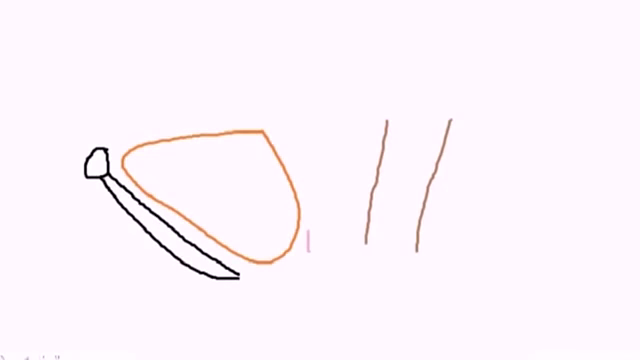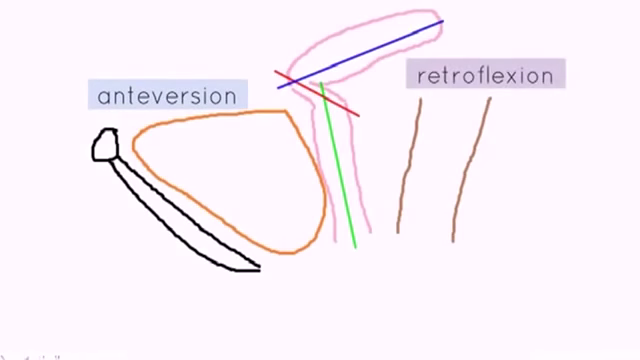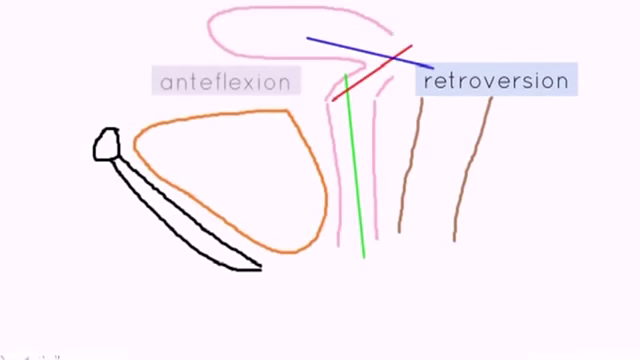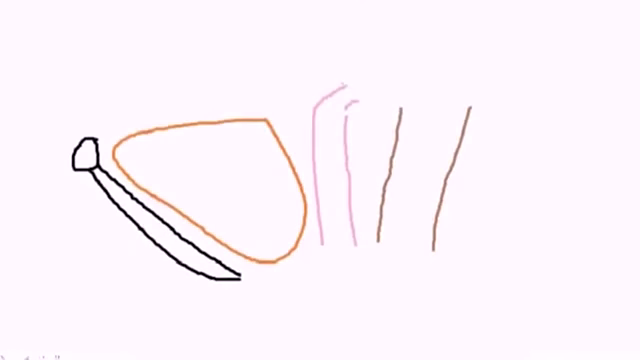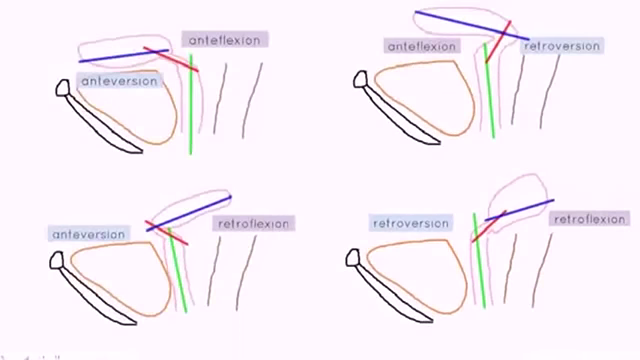And then another position of the uterus can be to have the anteversion and retroflexion of the uterus. Or you can also get retroversion and anteflexion, or you can get retroversion and retroflexion. So those are some possible positions of the uterus.